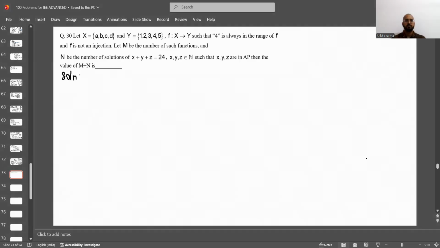We have the other one, question number 30, and we are given a set X = {A, B, C, D} and Y is given to be {1, 2, 3, 4, 5}. And then f from X to Y is a function such that 4 is always in the range of f, and f is not an injection.